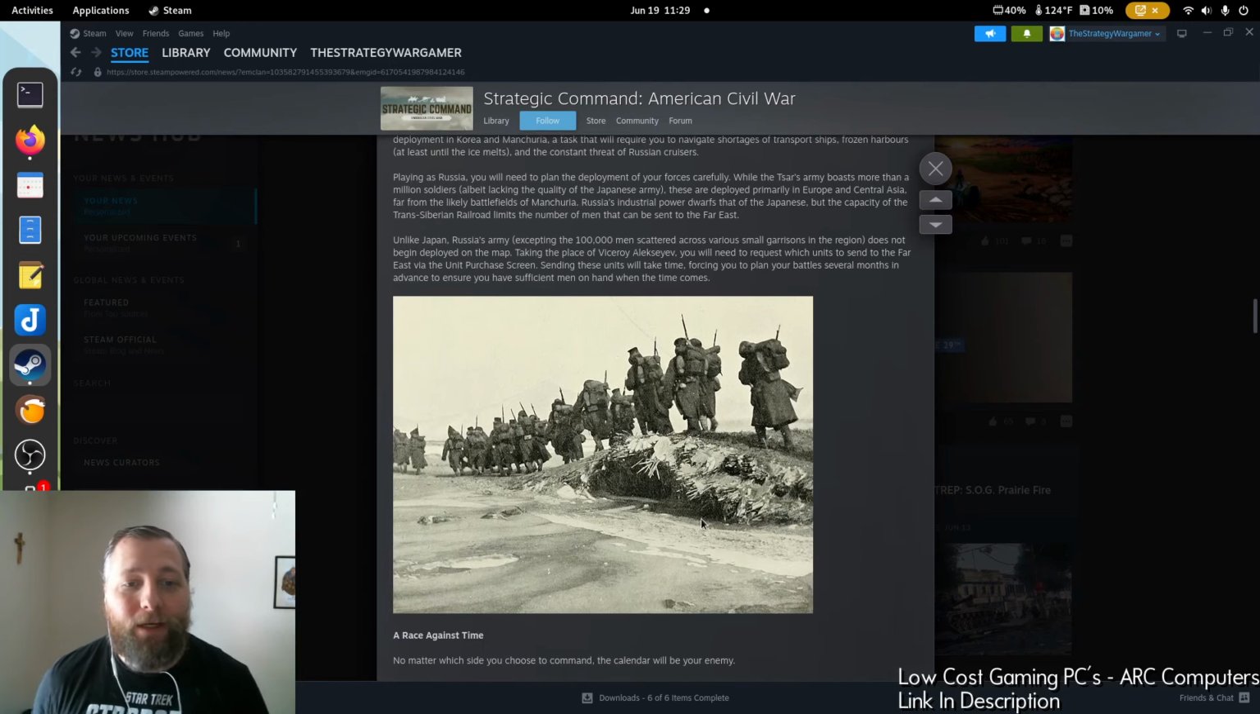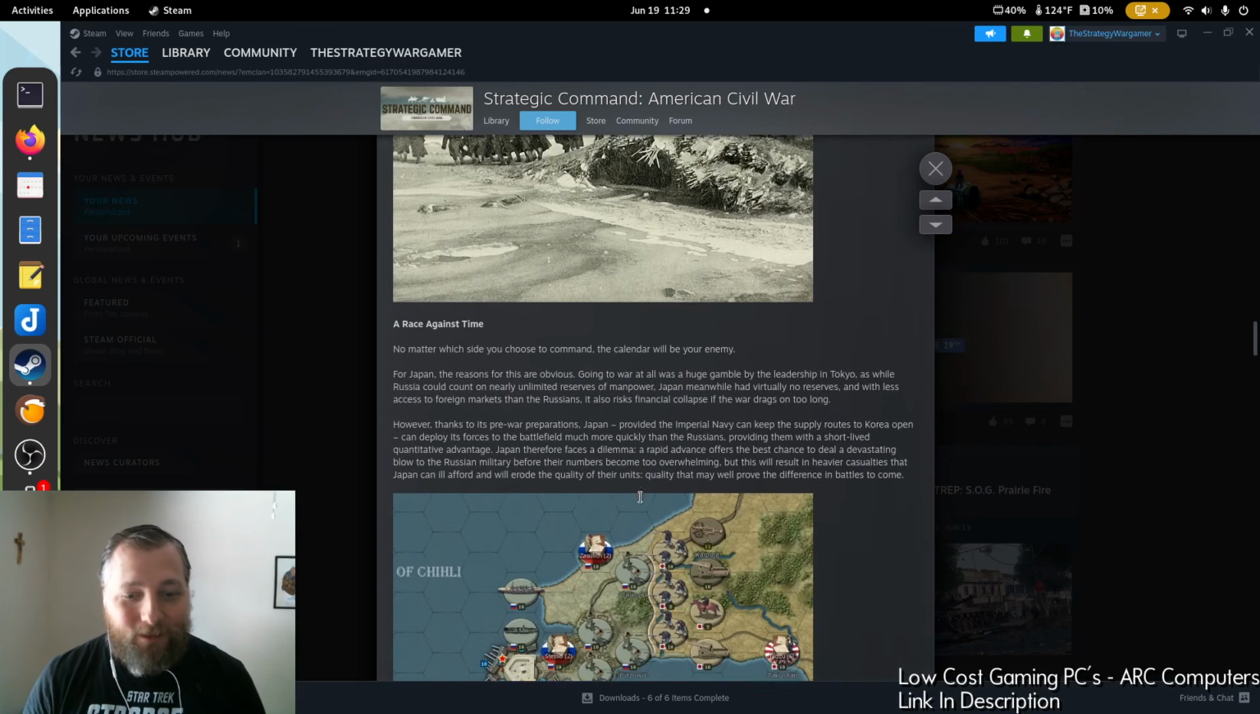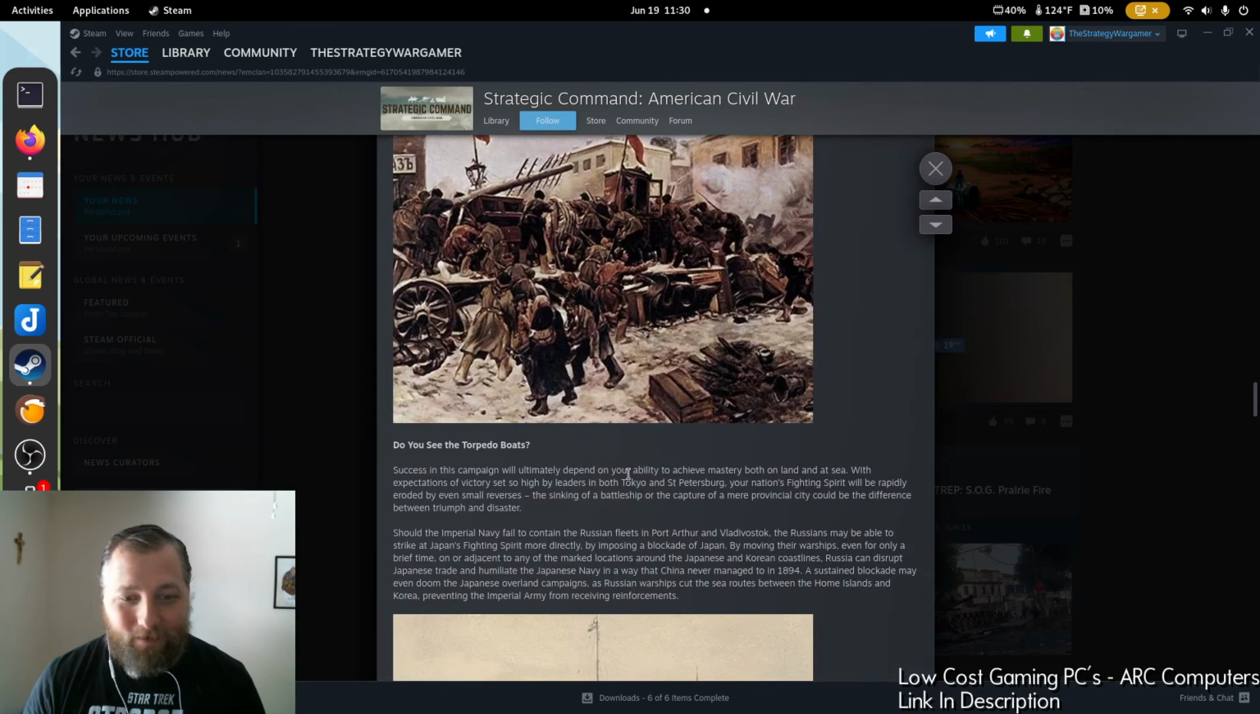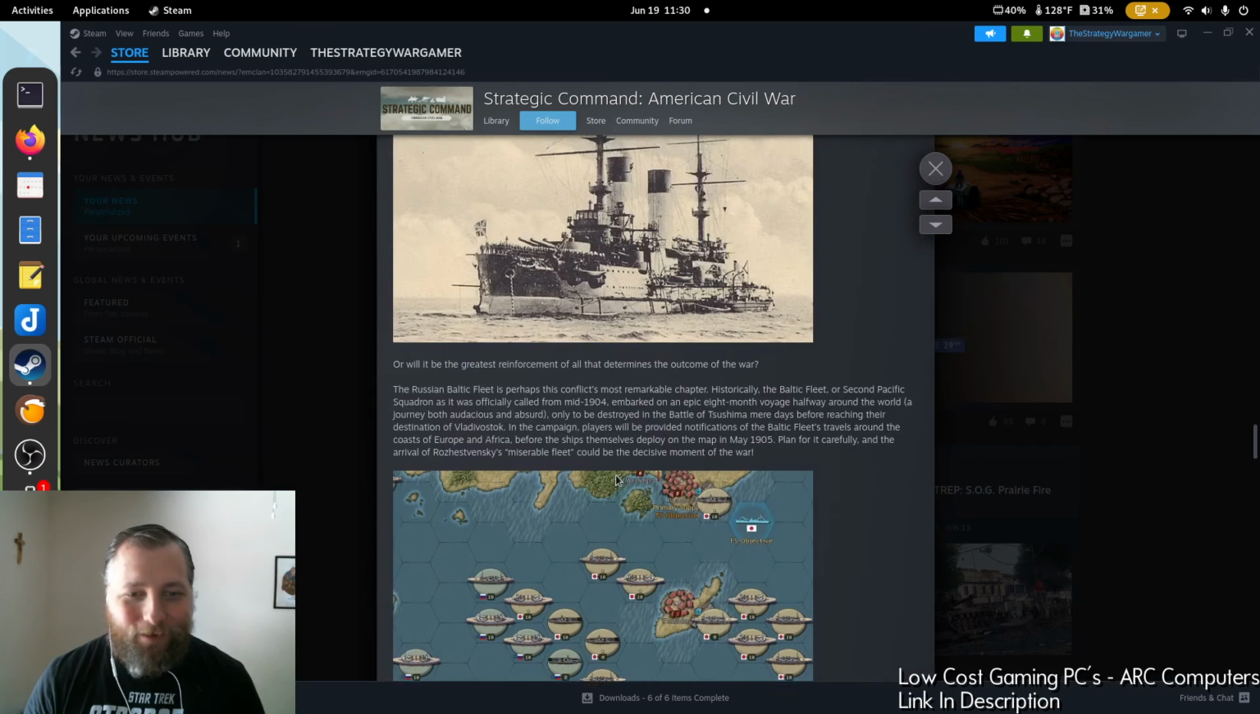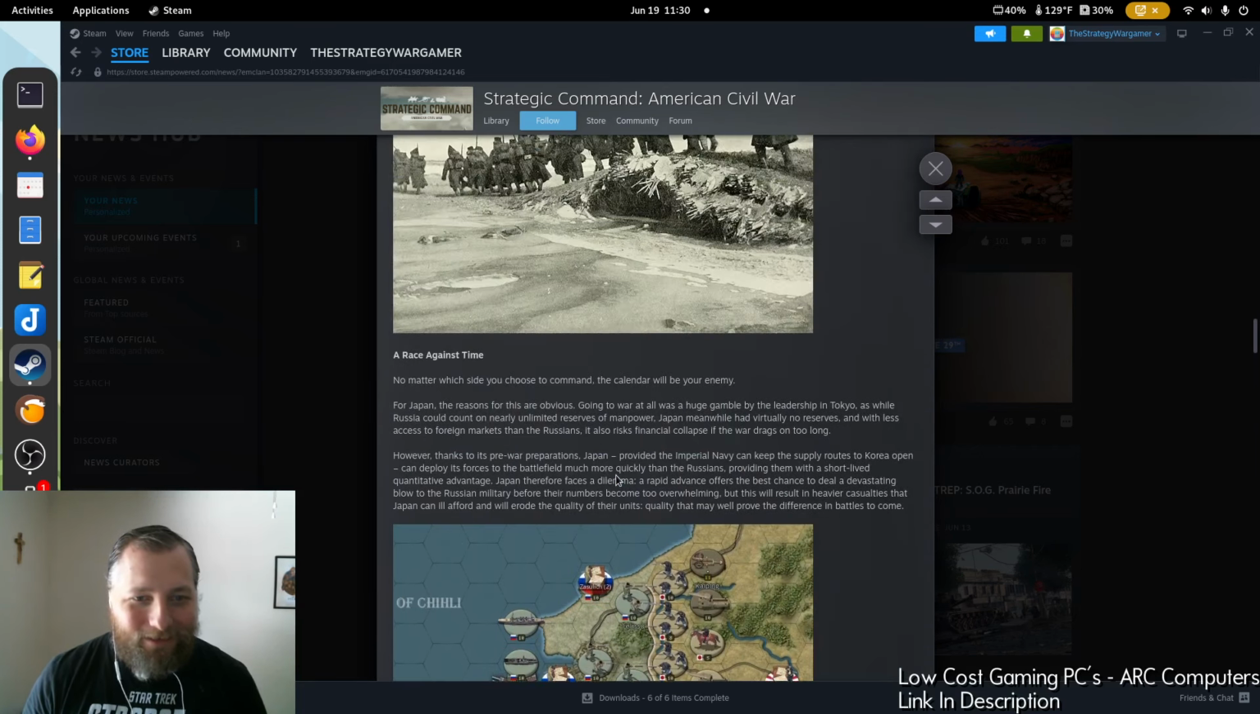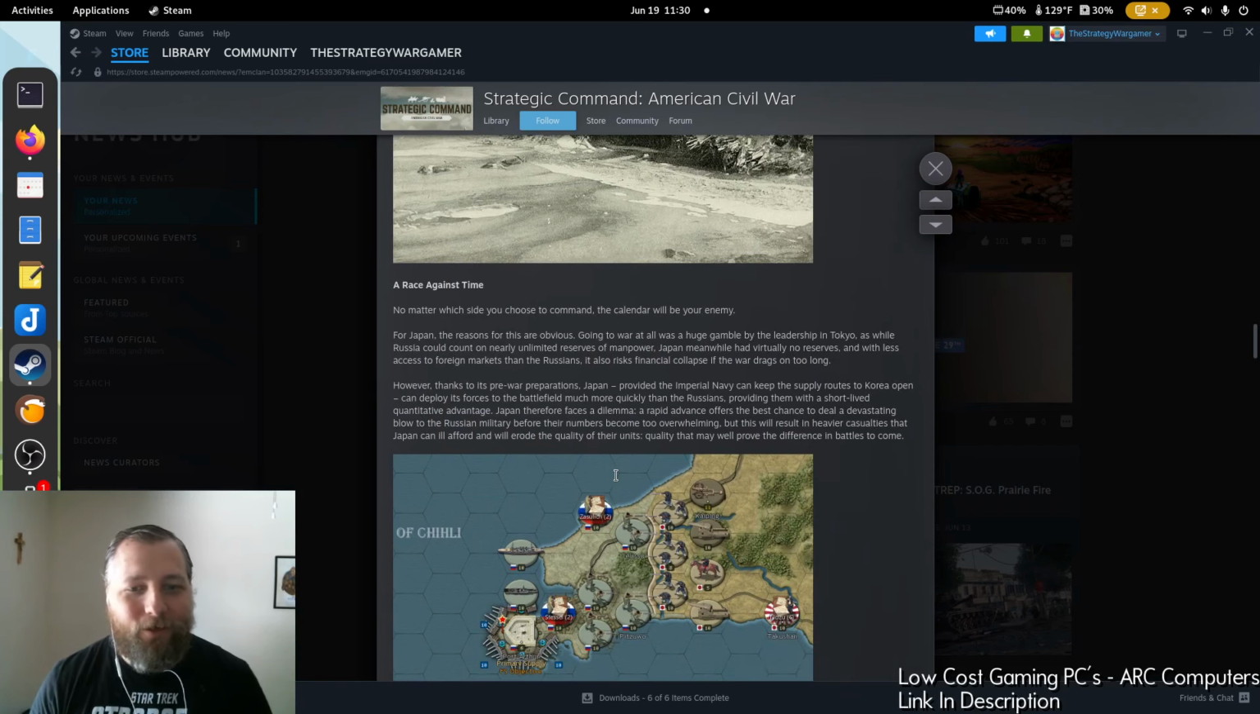Unlike Japan, Russia's army, excepting the 100,000 men scattered across various small garrisons and regions, does not begin deployed on the map. Taking the place of Viceroy Alekseyev, you'll need to request which units to send to the Far East via the unit purchase screen. Sending these units will take time, forcing you to plan your battle several months in advance to ensure you have sufficient men on hand when the time comes. Very interesting. I like this. Oh, this is a big one. Wow, this is a big dev diary here. Okay, interesting. Race against time, no matter which side you choose, the calendar will be your enemy.